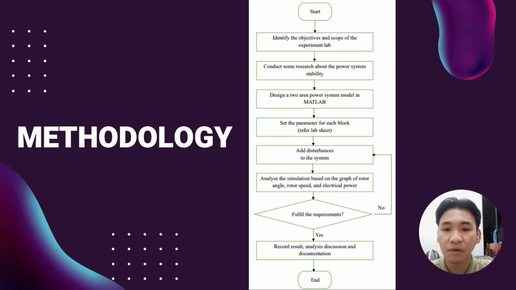After that, we add the disturbance to the system, and we analyze the simulation based on the graphs of rotor angle, rotor speed, and electrical power. After that, we see if it fulfills the requirements. If no, we continue to add the disturbance to the system. If yes, we record the result, do analysis and discussion, and also documentation.